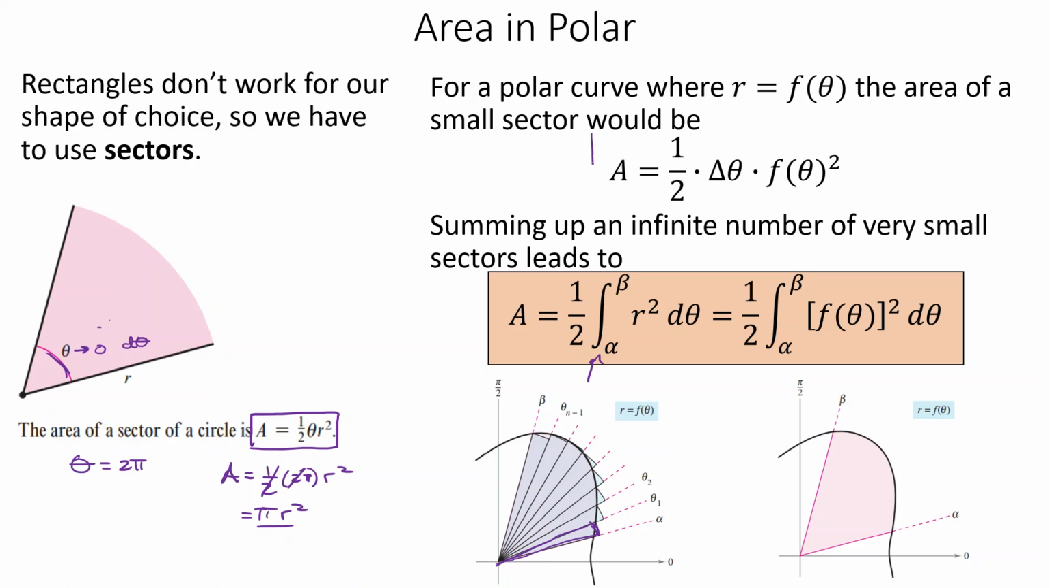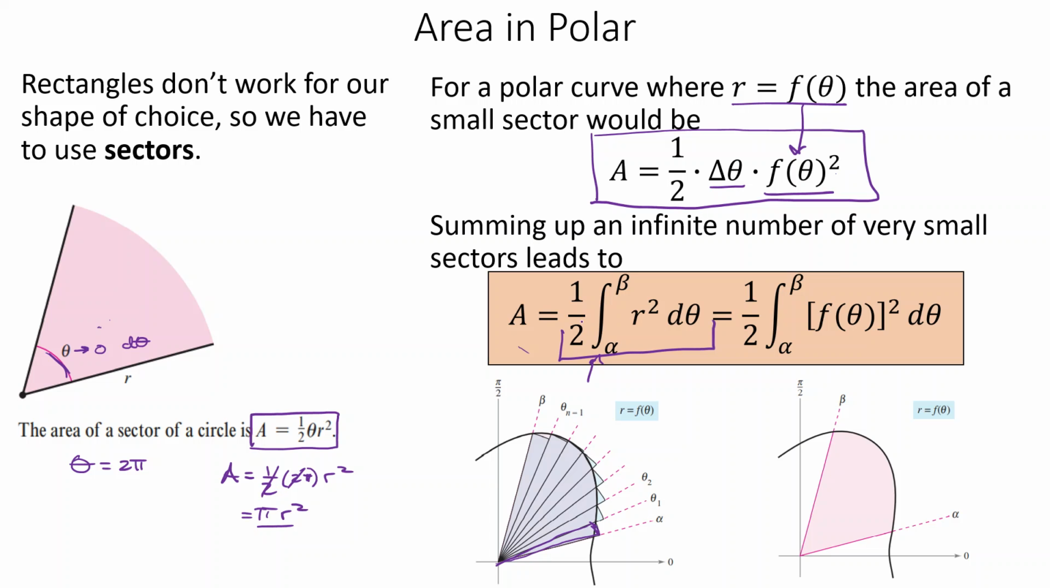All right, so what we do, again, is we make these little sectors where r is some sort of function of theta, right? r usually is equal to something in terms of theta. All right, so we get 1/2 delta theta times our r function squared. And we just sum up an infinite number of those, so it turns into an integral, which ends up looking something like this guy here.